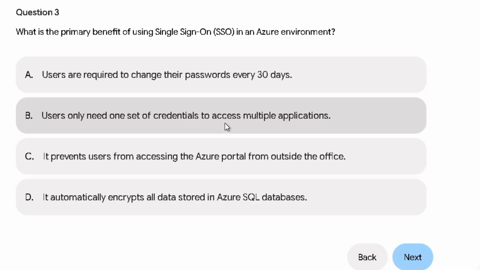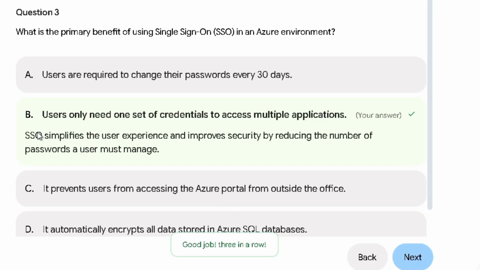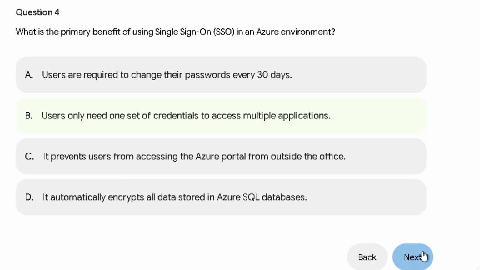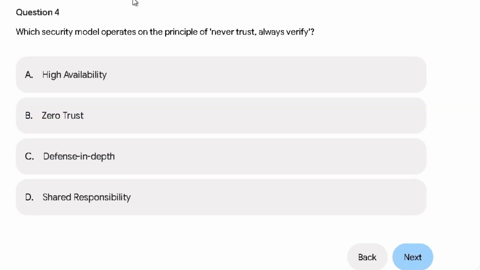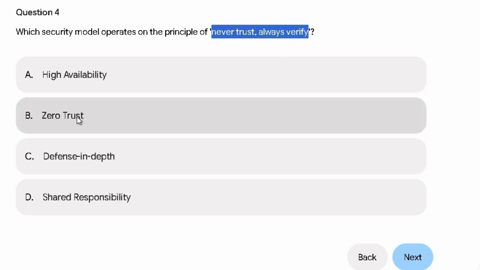And I believe the correct answer is users only need to set up one credential to access multiple applications. This is definitely the correct answer, because I only need to authenticate myself once. Single sign-on simplifies the user experience and improves security by reducing the number of passwords a user must manage. Next. Question number 4. What security model operates on the principle of never trust, always verify? Remember, when I talk about never trust, always verify, I'm talking about the zero trust model, because I shouldn't trust anything and I should always verify.